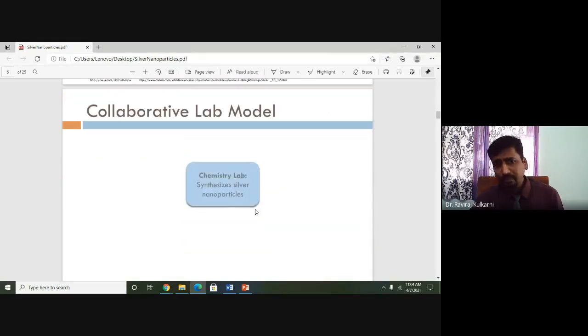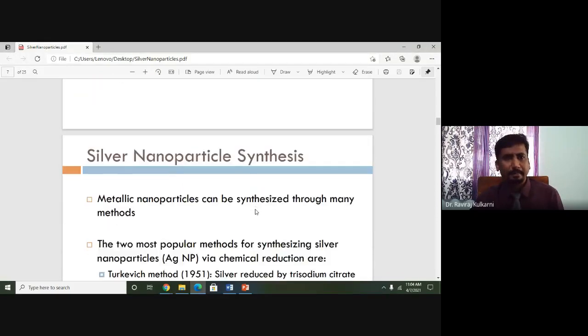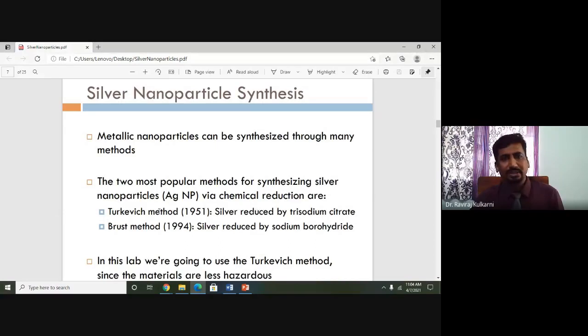How do we synthesize nanoparticles? There are basically two methods. Metallic nanoparticles can be synthesized through many methods. The two most popular methods of synthesizing nanoparticles are via chemical reduction. As I mentioned, what is chemical reduction? Metal ions are used and a reducing agent is used. The reducing agent reduces the metal ions to metal nanoparticles. There are two methods. One is the Turkevich method. In 1951, he gave this method of preparing silver nanoparticles. Now we are preparing silver nanoparticles by this Turkevich method.